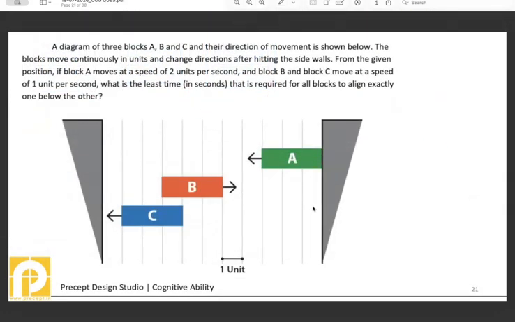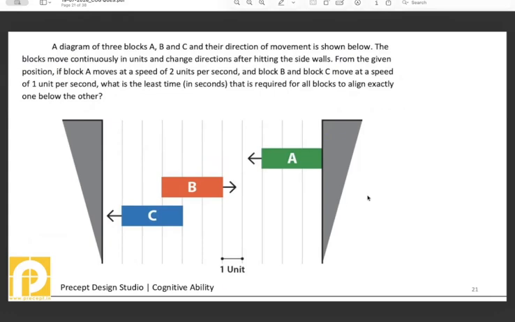A diagram of 3 blocks A, B, C and their direction of movement are shown here. The block moves continuously in 1 unit and changes direction after hitting the side walls. From the given position, if block A moves at twice the speed, 2x, 2 units per second, and blocks B and C move at the same speed of 1 unit, which is x and x, what is the least time that is required for all the blocks to align one below each other?